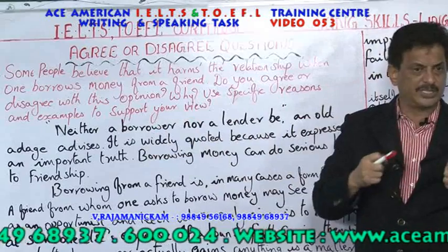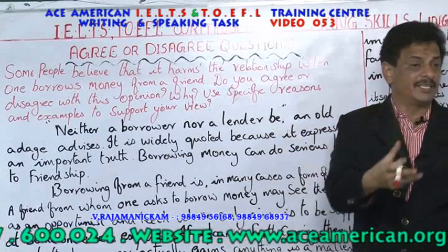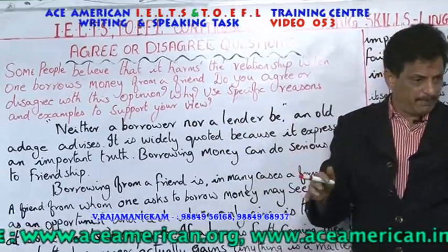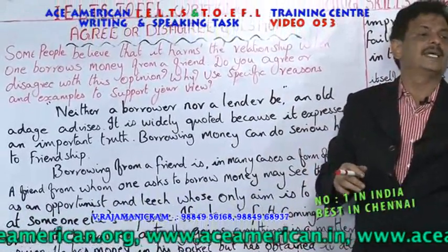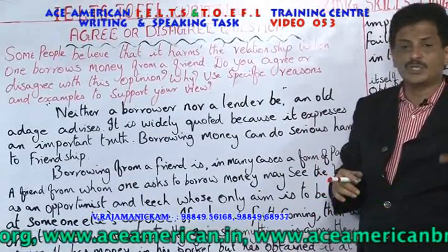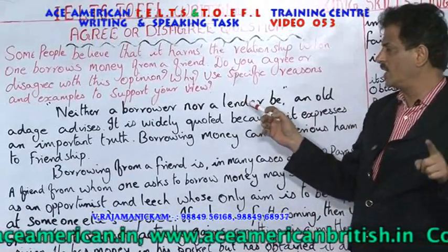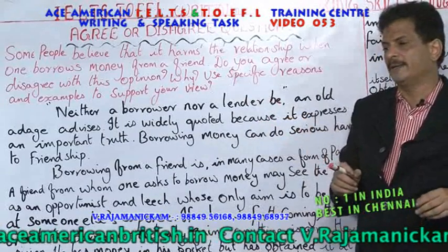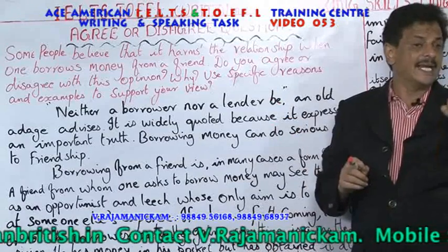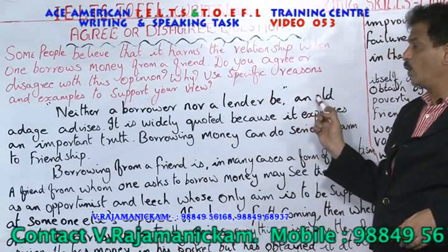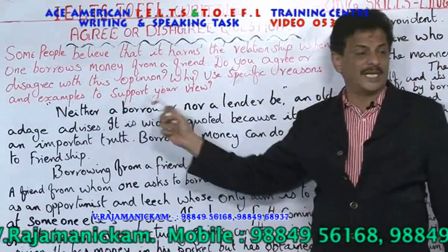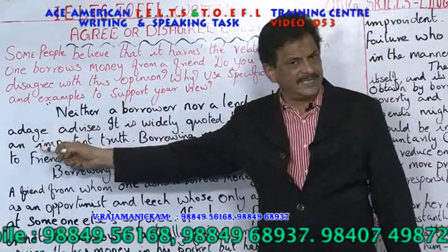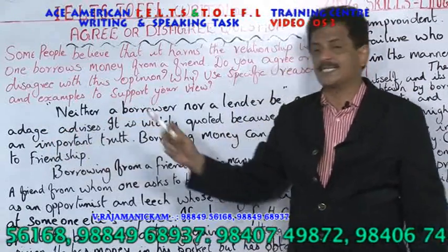Borrower means what? You are borrowing the money. Lender means what? You are giving the money. So neither means nor means neither. You don't be a borrower of money. You don't be a giver of money as a loan. So neither a borrower nor a lender be. Be means being. So don't be a borrower. Don't be a lender. An old adage advises. Old adage means what? A proverb. A philosophical sentence, adage, advises, it says.